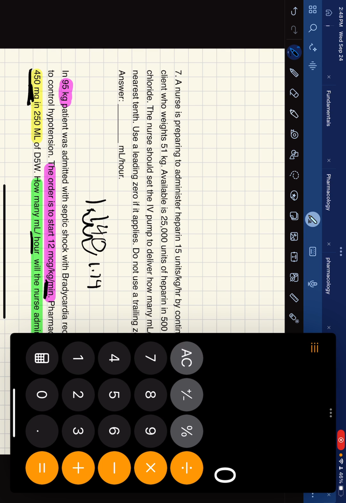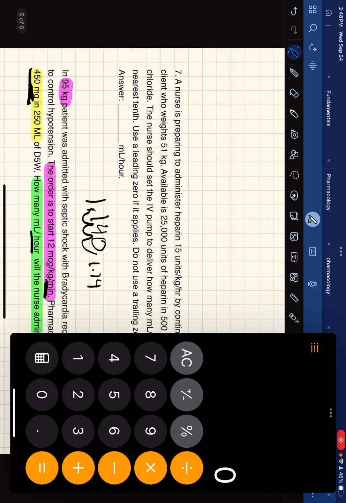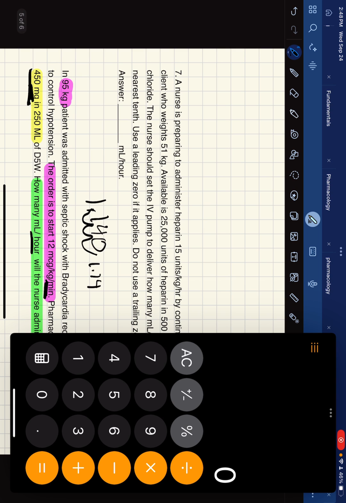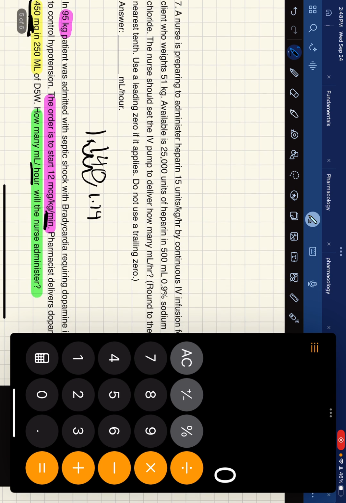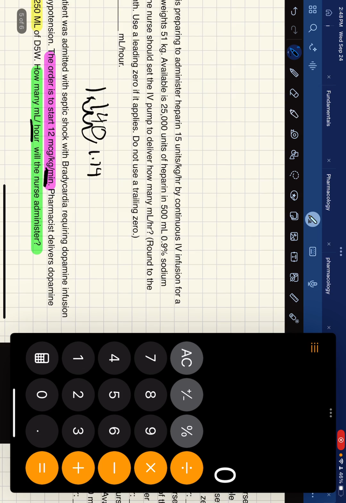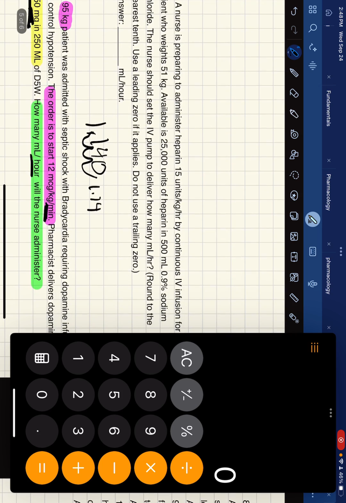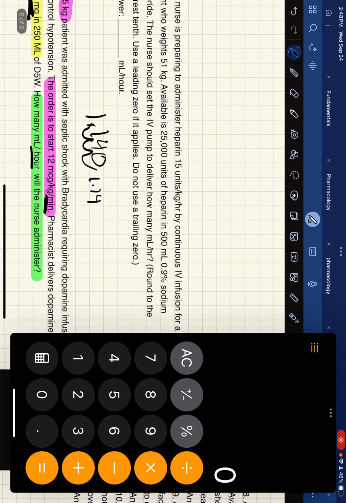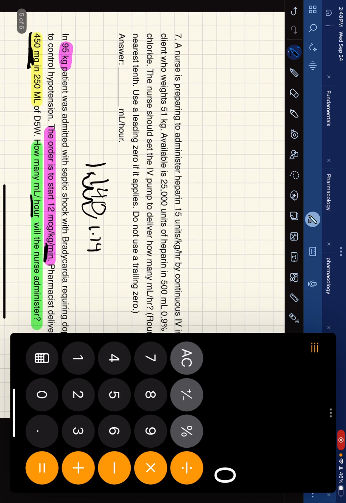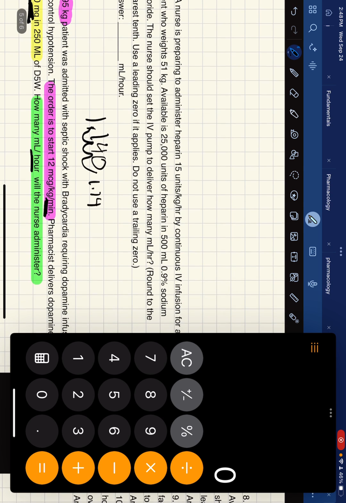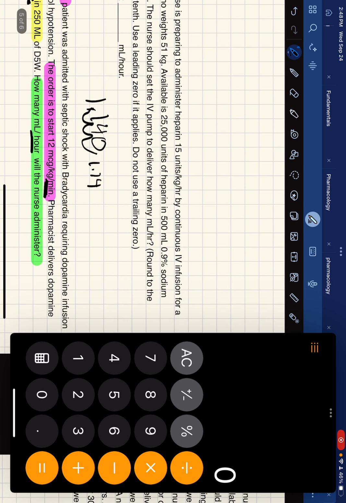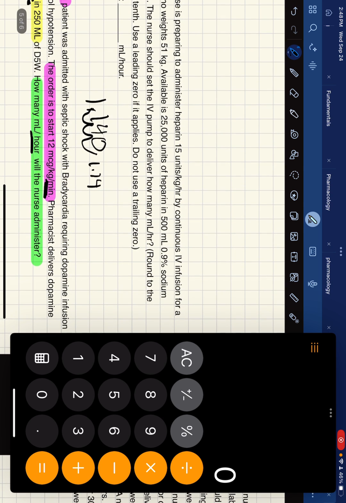All right, so this next one right here, I'm just going to go ahead and do it off the top of my head. I'm not going to actually do anything to it. All right, so it says nurse is preparing to administer heparin 15 units per kilogram per hour by continuous IV for a client who weighs 51 kilograms. Available is 25,000 units of heparin in 500 ml.